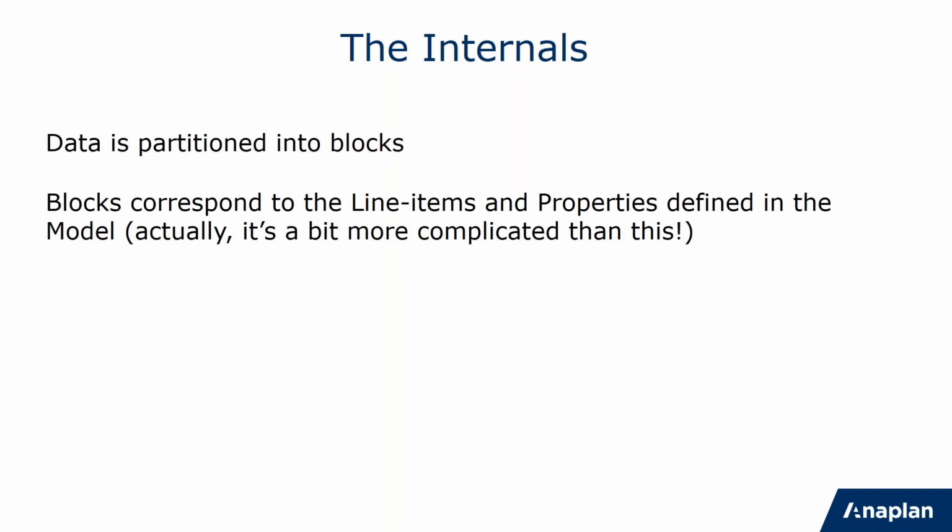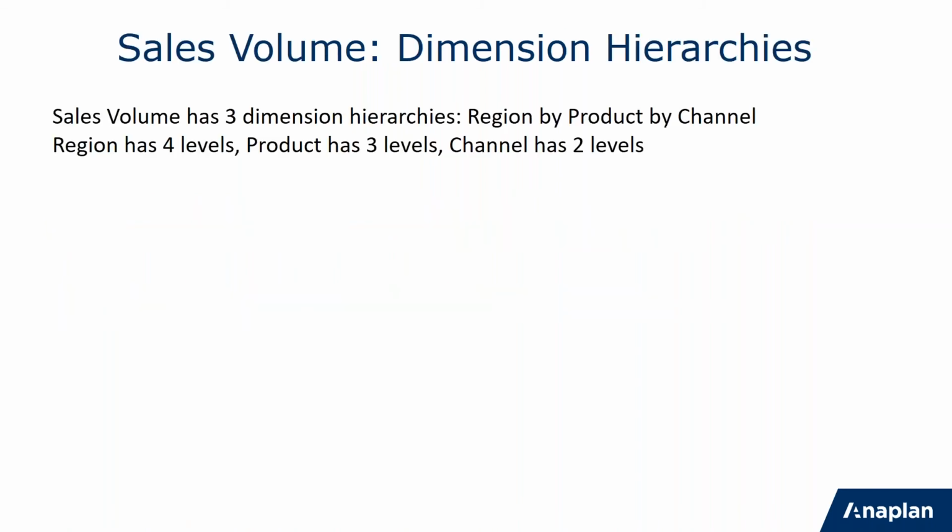So in the engine, we have these things called blocks, and basically a block corresponds to either a line item or a property. And essentially properties behave pretty much exactly like one-dimensional line items. So wherever I'm talking about blocks, if you think line items, that's not too far from the truth. It is a bit more complicated, and I'm going to come to that later. But for the moment, let's just think line item.